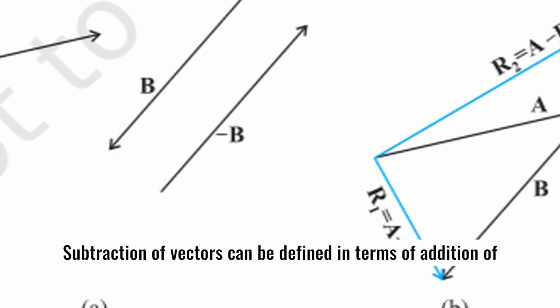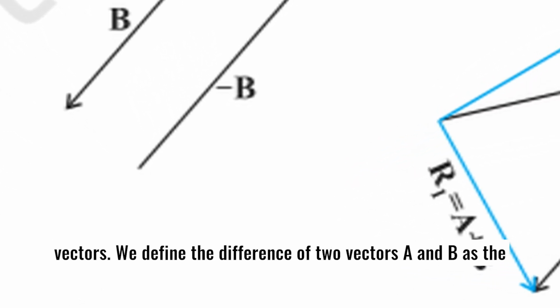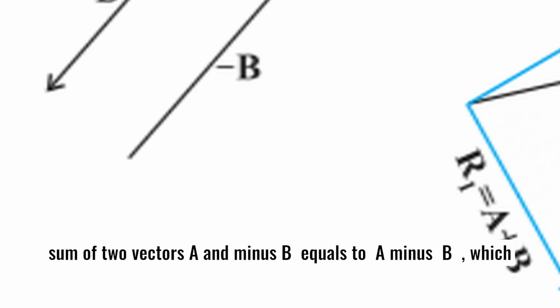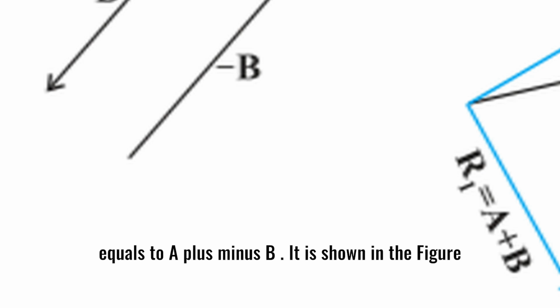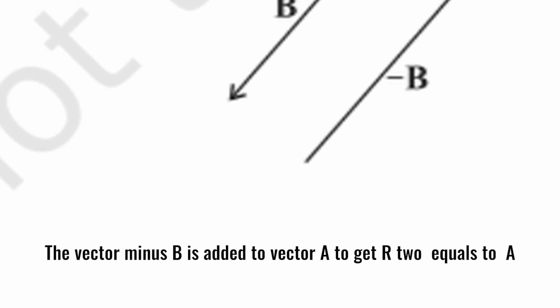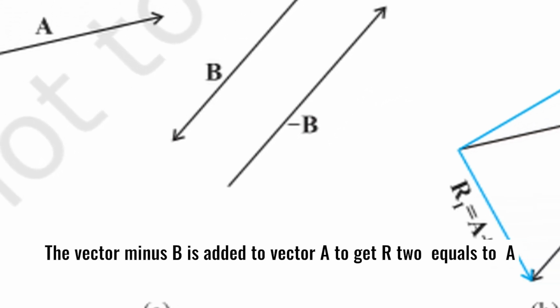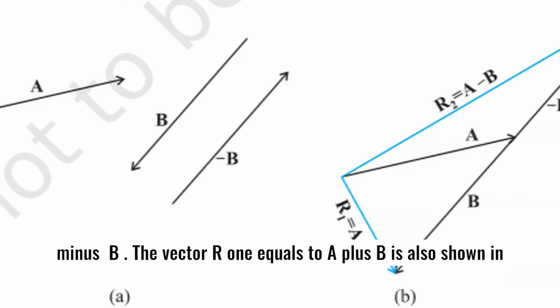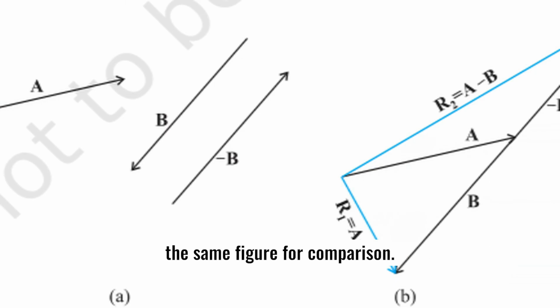Subtraction of vectors can be defined in terms of addition of vectors. We define the difference of two vectors A and B as the sum of two vectors A and minus B, that is, A minus B equals A plus minus B, as shown in the figure. The vector minus B is added to vector A to get R2 equals A minus B. The vector R1 equals A plus B is also shown in the same figure for comparison.